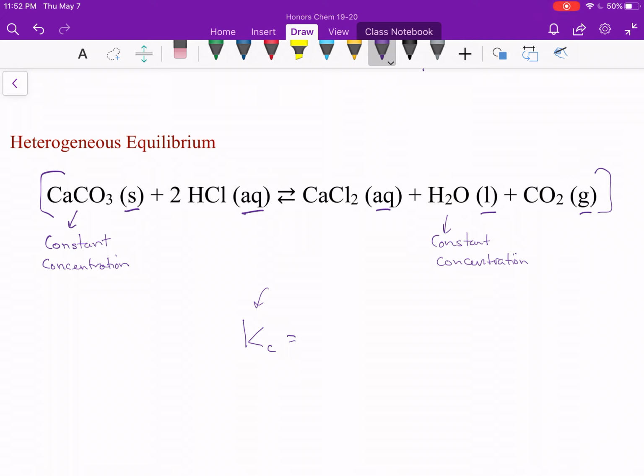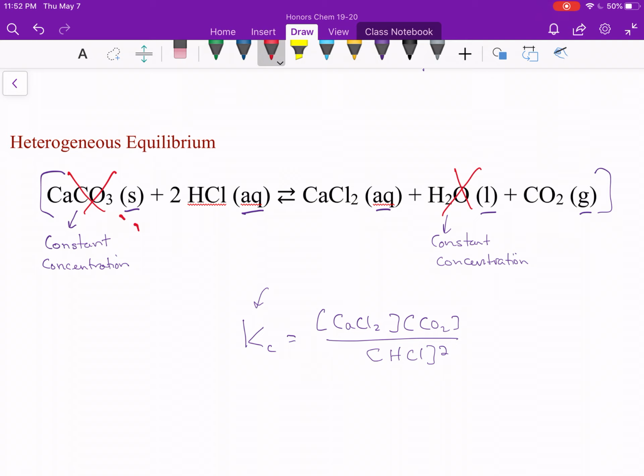So in this case, we would just write the concentration of CaCl2 times the concentration of CO2 all over the concentration of HCl squared. We're not going to include that or that, because their concentrations get wrapped up into the value of K. So this would be the equilibrium expression for that reaction. Okay, does that make sense?